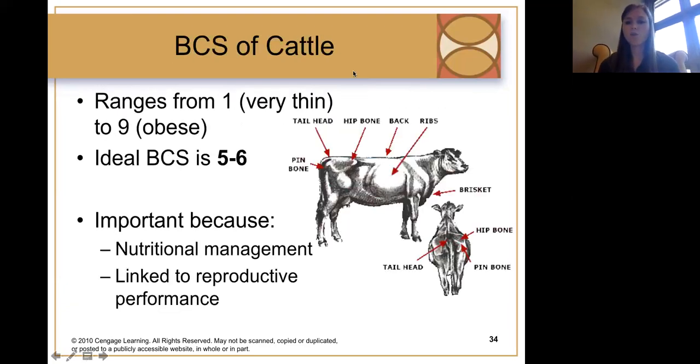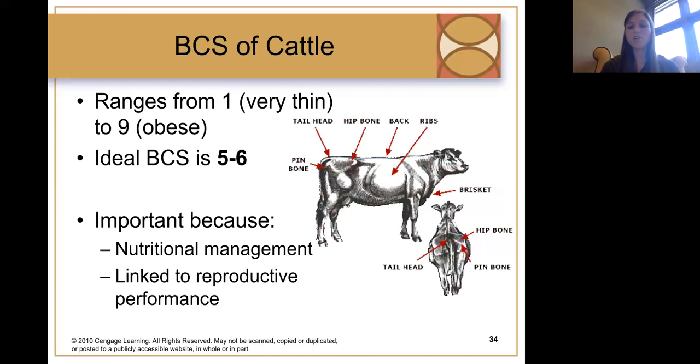So body condition score, we talked about body condition score in horses already. Very same concept. So in cattle, it typically ranges from 1 to 9, similar to horses, with 1 being very thin and 9 being very obese. Also pretty much just like horses, an ideal body condition score is between 5 and 6. And it's really important because it helps you determine your nutritional management of your animals.